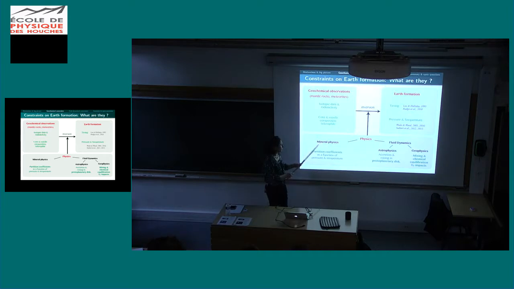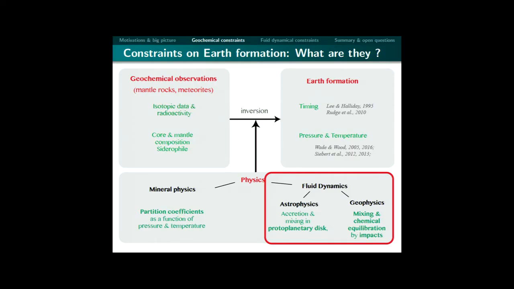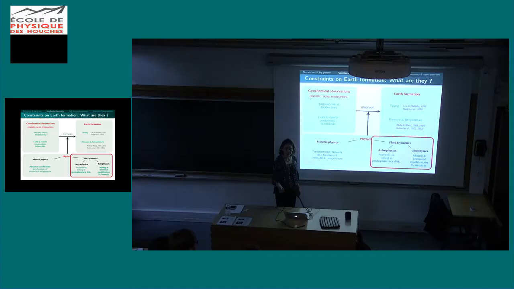We saw that we need to know the partition coefficient that we know from high pressure, high temperature, or ab initio models. But we also need to know the degree of chemical equilibration that is going to depend on how much mixing you have between metal and silicates. And so it depends on fluid dynamics. So can we bring constraints on the fluid dynamics and on the degree of chemical equilibration?